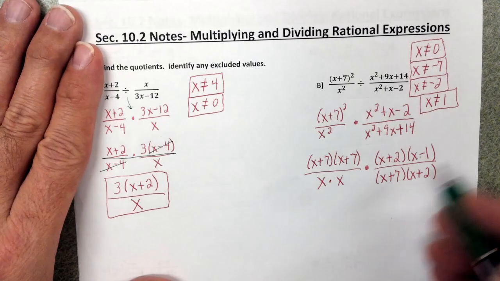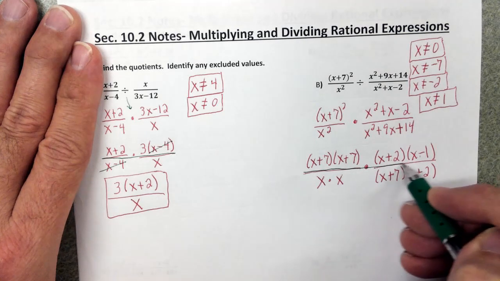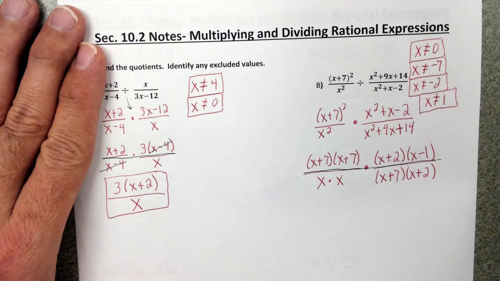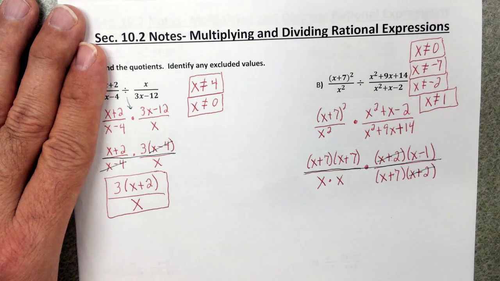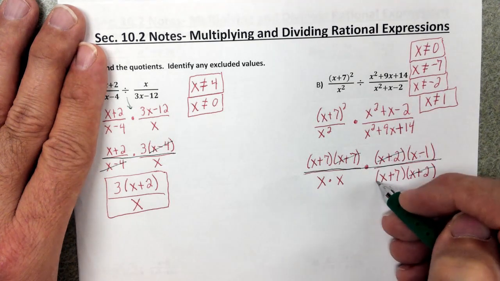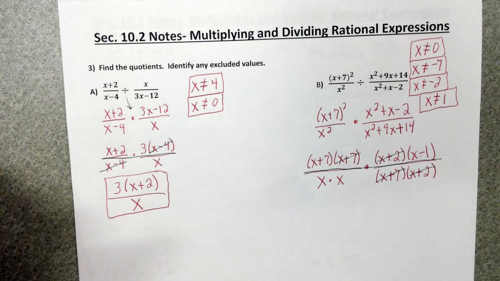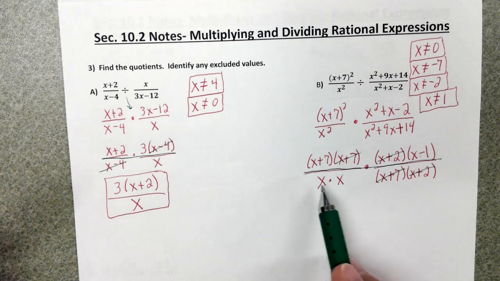So now that we've done that, all we're going to do is look at it as one large fraction and simplify our common factors. I got an x plus 2 on top and an x plus 2 on bottom. I got an x plus 7 on top and an x plus 7 on bottom. All right. There are no other x plus 7s or x's.